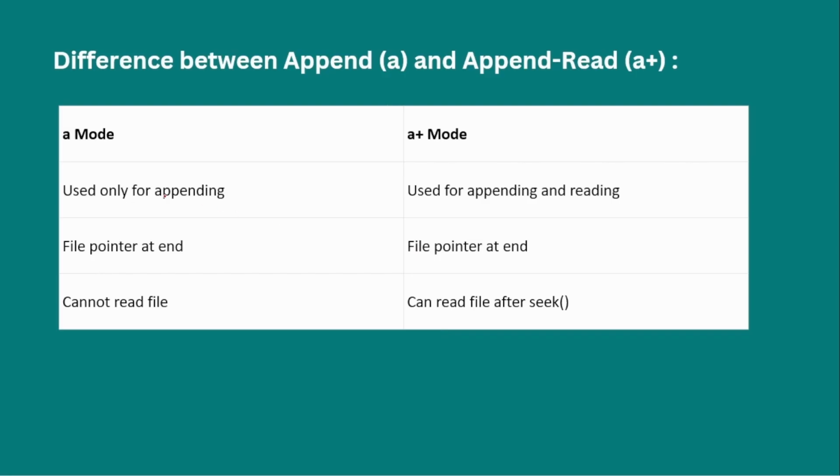Difference between append and append read. So append is used for appending. Append read is used for appending and reading. We can also read after appending. In both cases, the file pointer is placed at the end of the file.